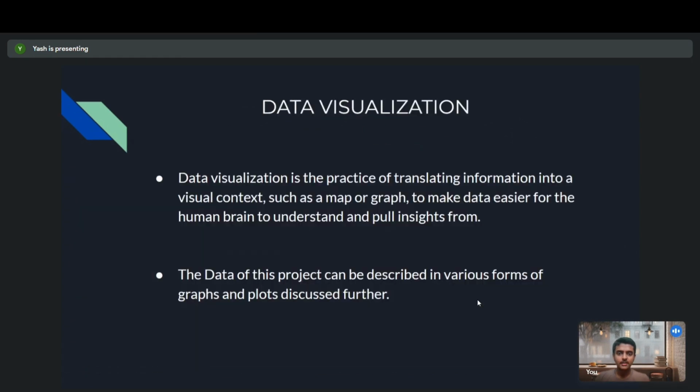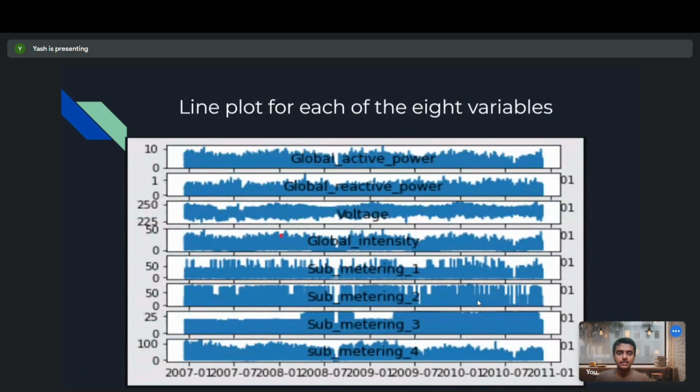Thanks, Rahul. Now, as a data scientist, it is very important to visualize and understand the data. We used different types of graphs to look for patterns in our dataset over time, which were mainly line graphs and histograms. Now talking about line graphs, we plotted different graphs for different intervals of time. First of all, we created a separate line plot for each of the variables.